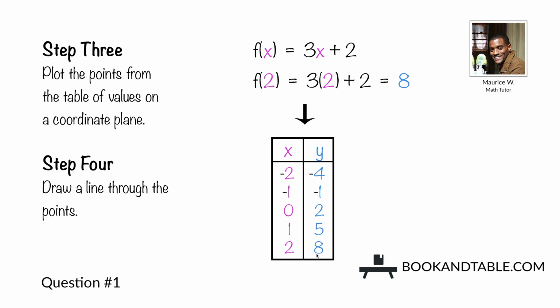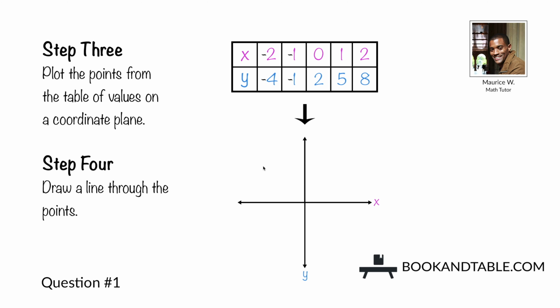And now that we have a few ordered pairs from this function, we can take these ordered pairs in the table of values and plot these points on a coordinate plane. So our first point is negative 2, negative 4. Our second point is negative 1, negative 1. Our third point is 0, 2. Our fourth point is 1, 5. And our fifth point is 2, 8.